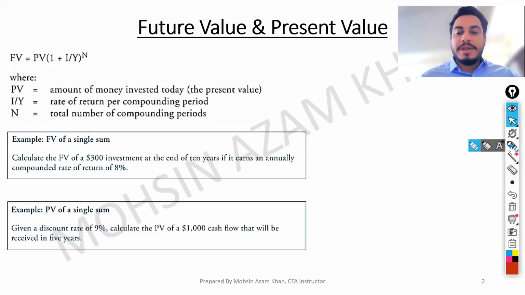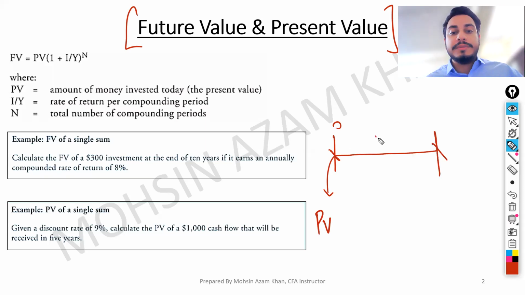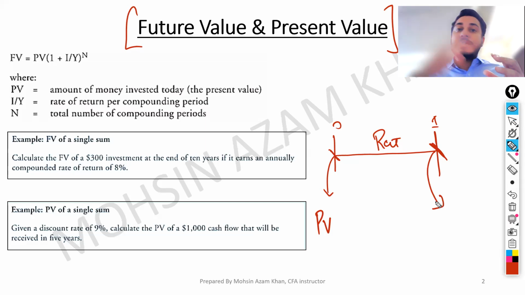I'll first repeat the same concept of future value and present value. Let's recall this concept. Whatever money you invest today, whatever amount is represented in today's terms, in present terms, that is called present value. And if I want to translate that amount after getting the return, and see what value it will be after a certain period of time, let's suppose 1 year, that is seeing the value in the future. That is called future value.